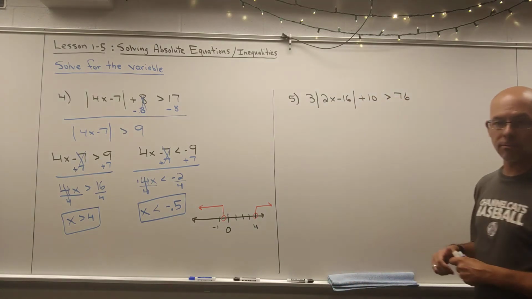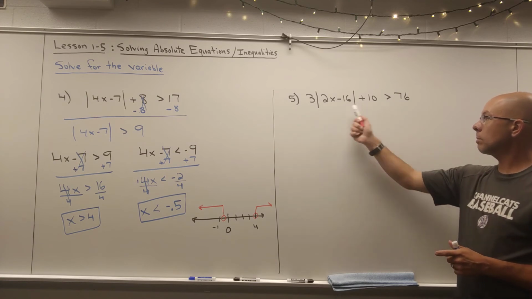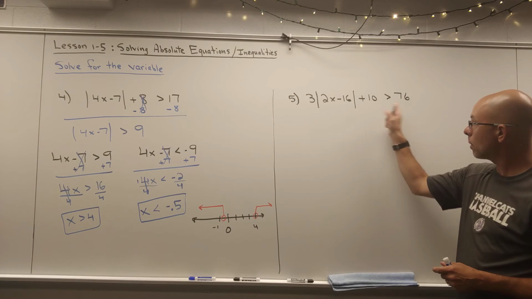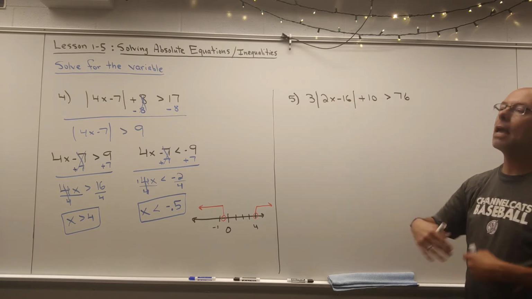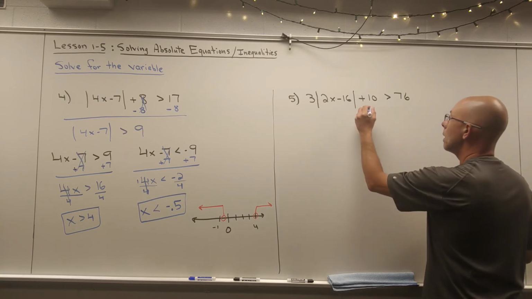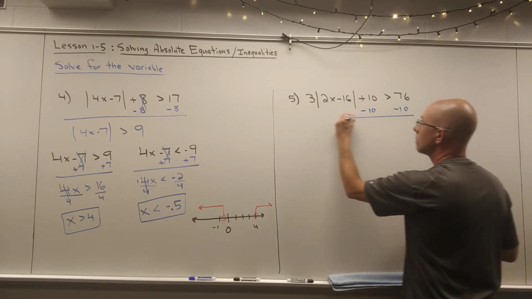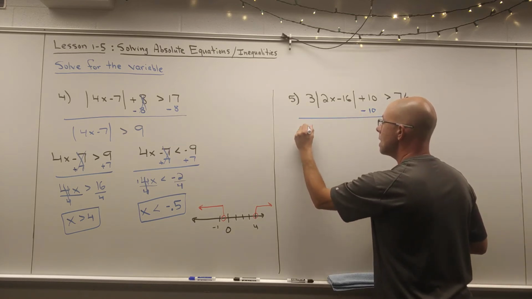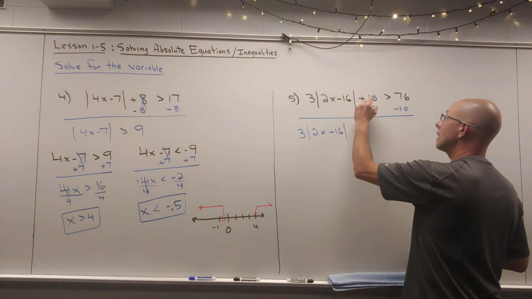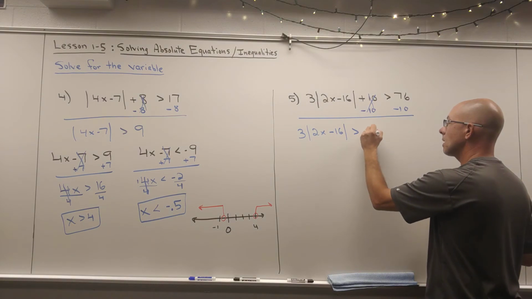Okay, last problem for this entire section. You can see now we have 2 numbers to deal with prior to the absolute value. We must deal with them first, which is the minus 10 from both sides, and then divide by 3, and then we'll talk about splitting the problem into 2. So minus 10, which gets us 3 times the absolute value of 2x minus 16. That's gone. Greater than 76 minus 10 is 66.